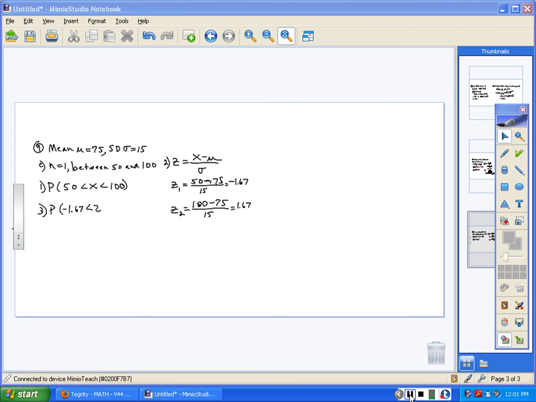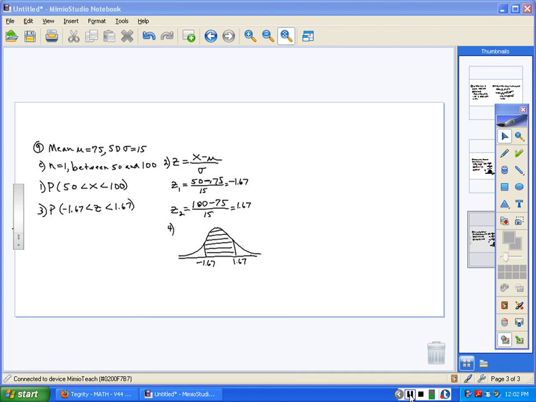And x is replaced by z. And 100 is replaced by positive 1.67. The drawing of the picture in the between ones is not as important because between problems are always done the same. But we'll draw it anyway. So, let's say here, positive 1.67, and over here is negative 1.67, and we want the region between.